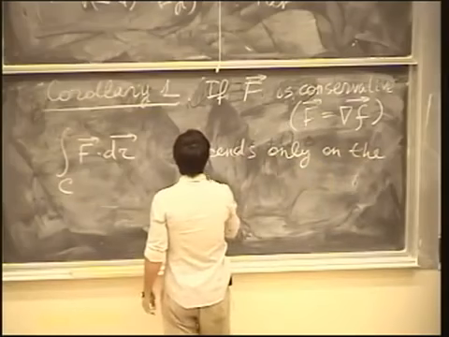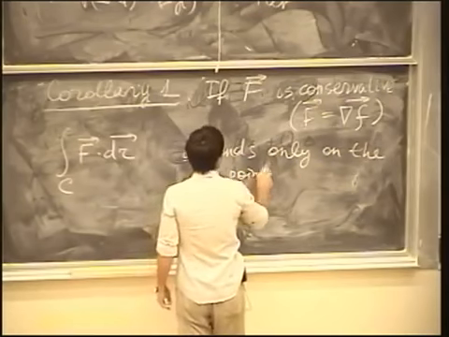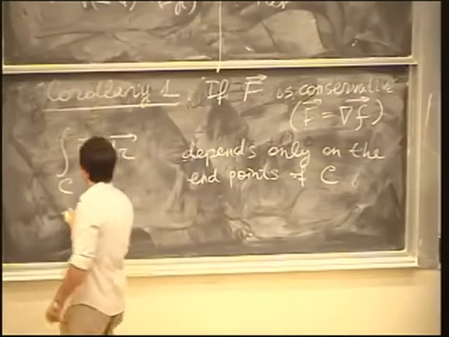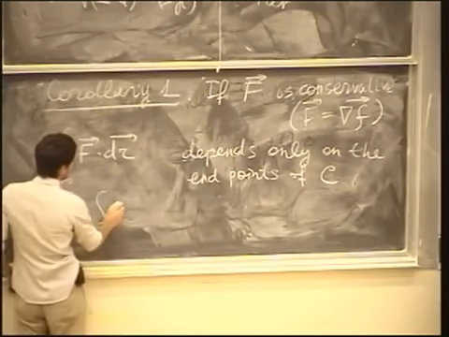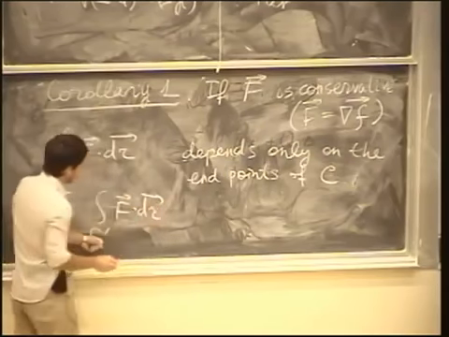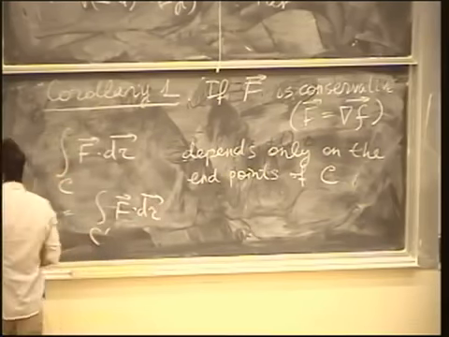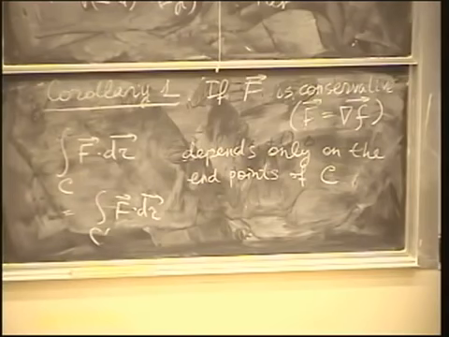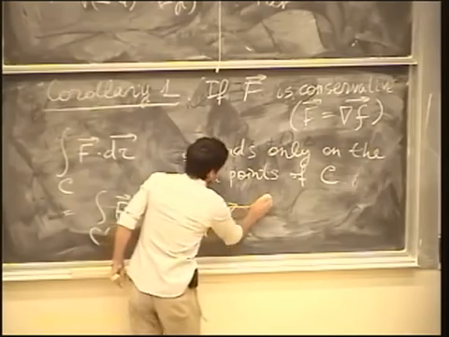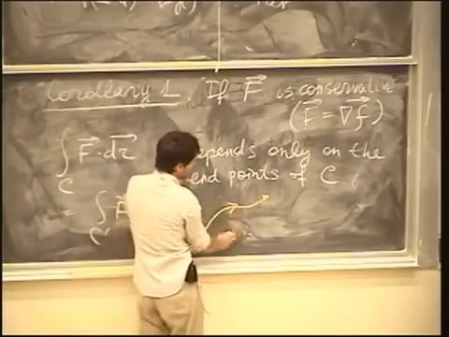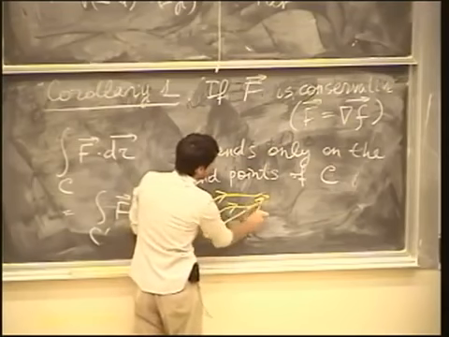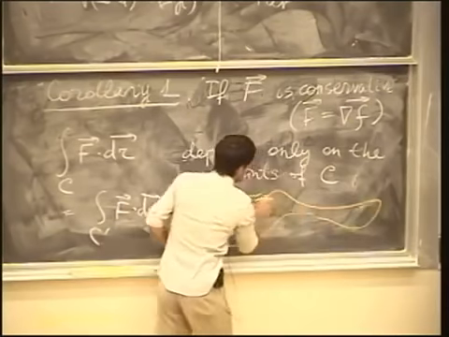On the endpoints. In other words, this is equal to the integral over a different curve, any other curve, provided that that other curve has the same endpoints. What I mean by this, of course, is just what I have already drawn here, but let me draw it one more time. So let's say you have, this has these two endpoints, but so does this, this, this, and so on.